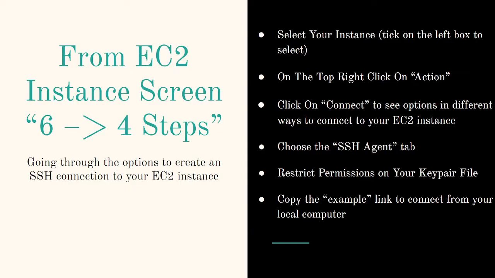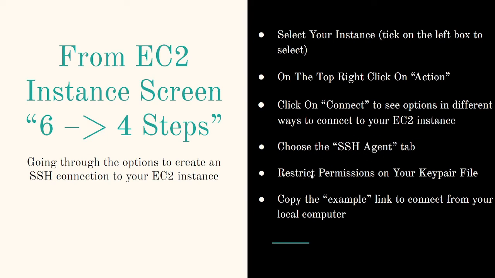Let's start with that. From the EC2 instance screen, the 6 steps, we're just gonna bring it back to 4 steps. Very easy. We're going through the options to create an SSH connection for your EC2 instance. You select your instance, so you tick the box on the left. On the top right, there will be an action option. Click on it, and after you select the drop-down menu, connect, to see the different ways to connect to your EC2 instance. There will be a tab.